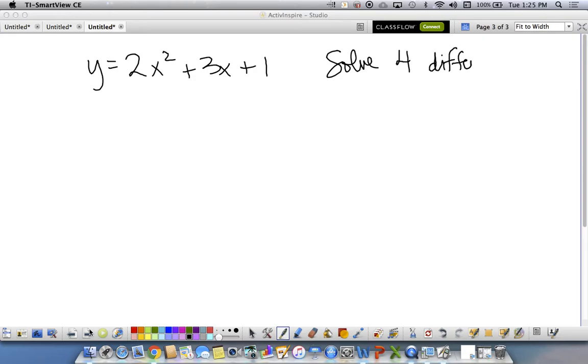Okay? Here we go. We're going to do y equals 2x squared plus 3x plus 1. Okay? Can you factor with a number in front? Maybe you do a different one first. That way you get your factors. It's up to you. All right, so I want you with this equation to solve this quadratic 4 different ways.